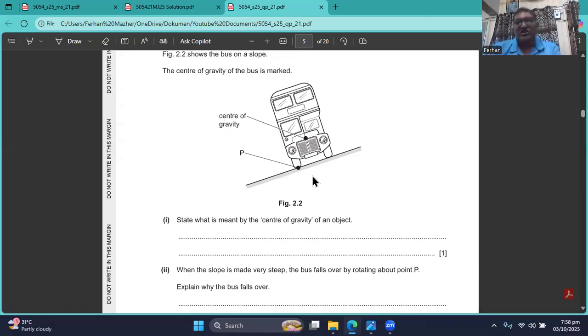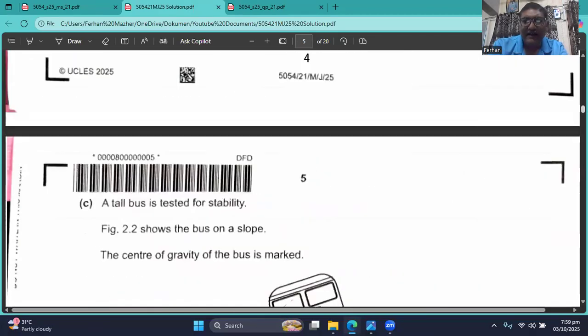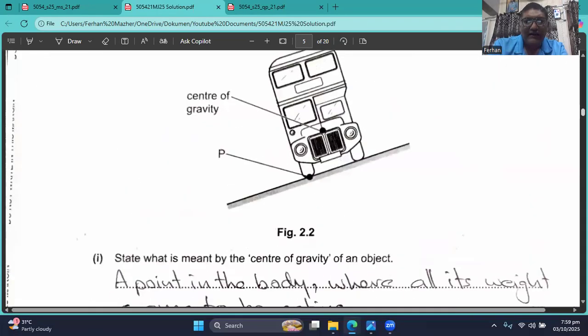But if you make the slope more and more steep, what will happen? The line of action of the weight will move to the left side of the pivot. When it is on the left side of the pivot, it will produce an anti-clockwise moment, and then the bus will fall. Let me explain further. I have drawn it on the diagram, I think here. No, I have not drawn it.